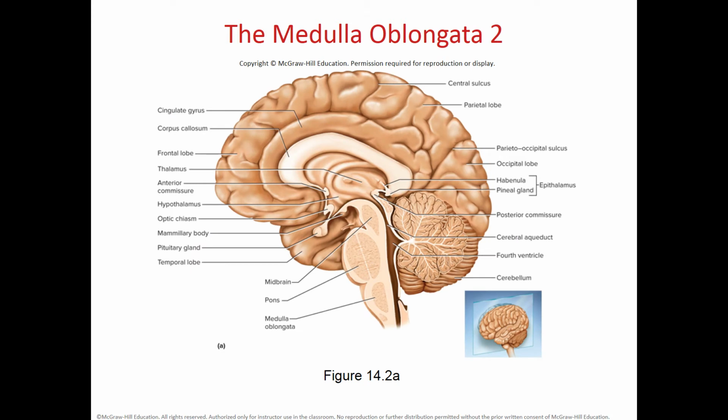So here is the location of the medulla oblongata. It starts here at the foramen magnum and ends here at this groove where the pons is located. This anterior protrusion of the brainstem is called the pons.